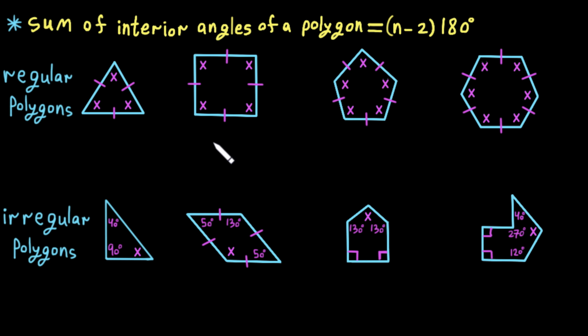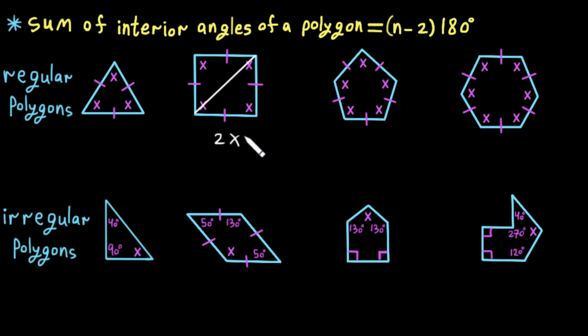Each triangle has a sum of 180 degrees. For example, if you start from this vertex, you can split it into two triangles. So the sum of the interior angles of this square is the sum of these six angles here: 1, 2, 3, 4, 5, 6. And since you have two triangles, the sum of these angles is 2 multiplied by 180 degrees. Therefore, the sum of interior angles of this square is 360 degrees because it is 2 triangles.